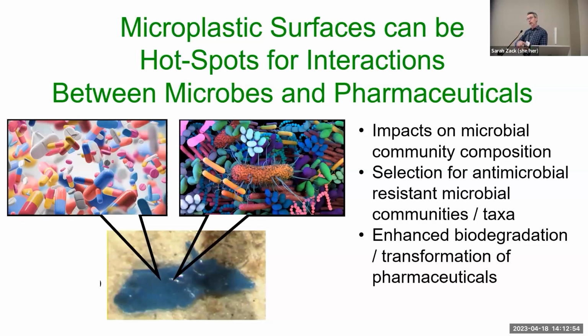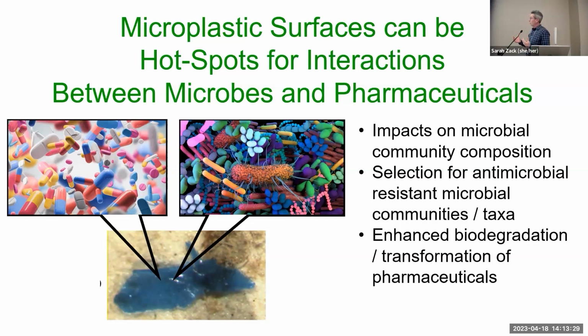The pharmaceuticals can adsorb to the microplastic surfaces. The bacteria and other microbes like to colonize the microplastic surfaces. So these could be places where we have strong interactions between the microorganisms and the pharmaceuticals, right? On the surfaces of these microplastics. This could be doing things like changing the community composition, changing its activity, as well as potentially selecting for resistant organisms. It also could potentially be increasing the rates of biodegradation of these pharmaceuticals because they're going to be interacting with the microbes on these surfaces.